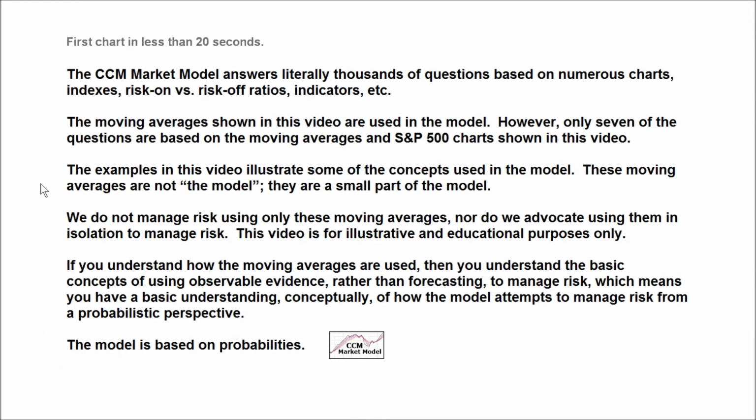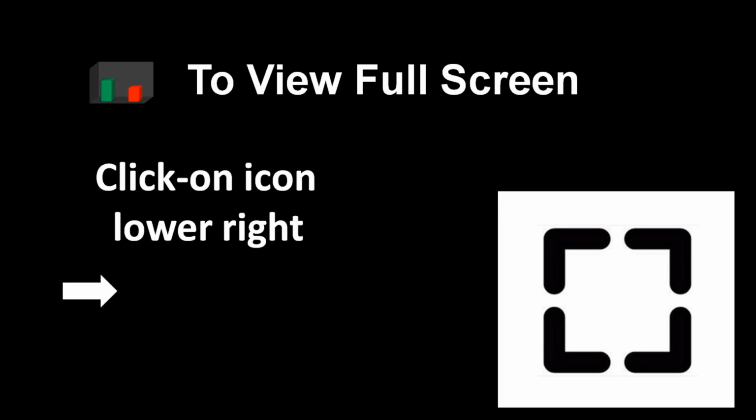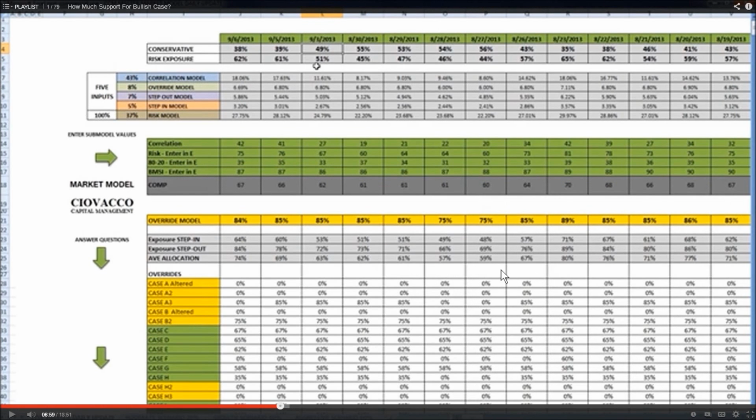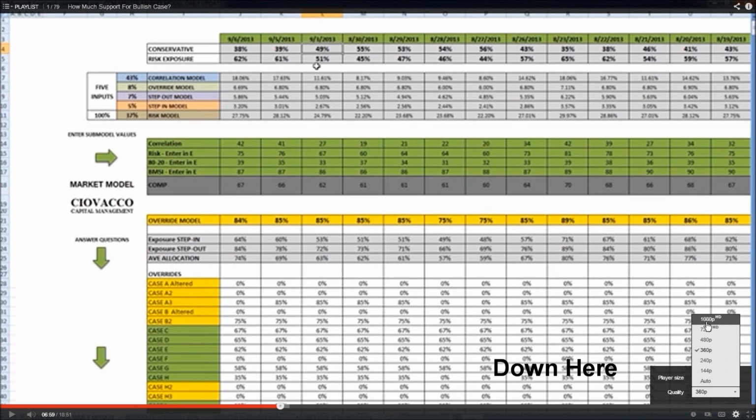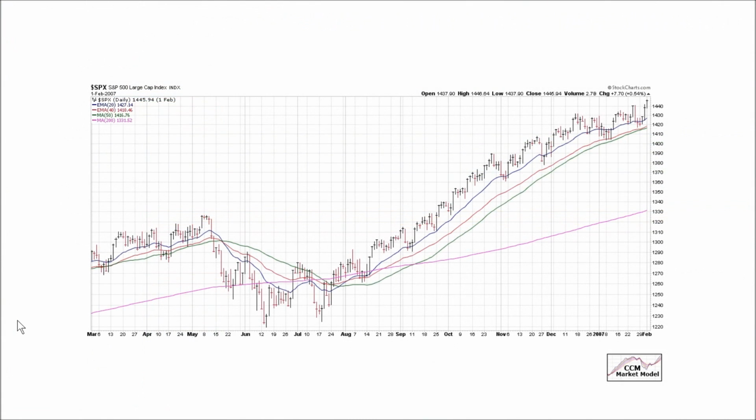The examples we'll be using this week are not the market model. We're showing just a very small part of the market model. To view the video in full screen mode, use this icon in the lower right-hand corner of your video player. To improve the clarity of the charts, use this icon in the lower right-hand corner of your video player.